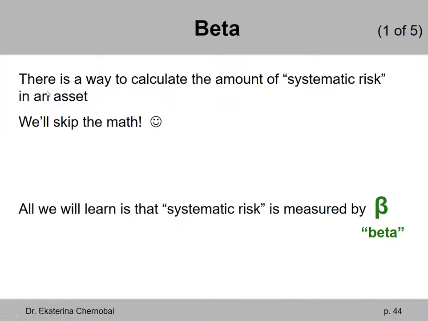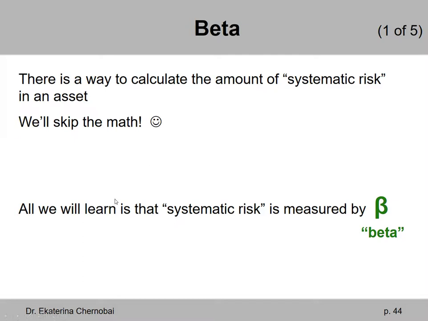In finance, there is a way to calculate precisely how much of the systematic risk, the non-diversifiable risk, the fluctuations in returns that are beyond your control, is in an asset. We're going to skip the math, and we're going to look at just how to interpret the number that comes out of those calculations that we are skipping in this book.